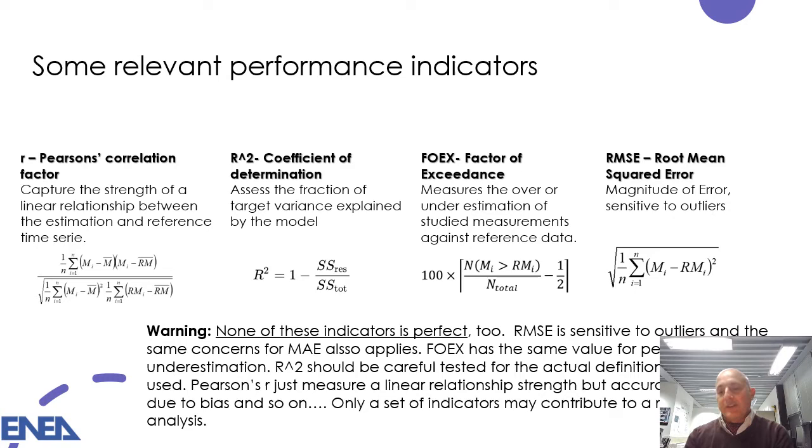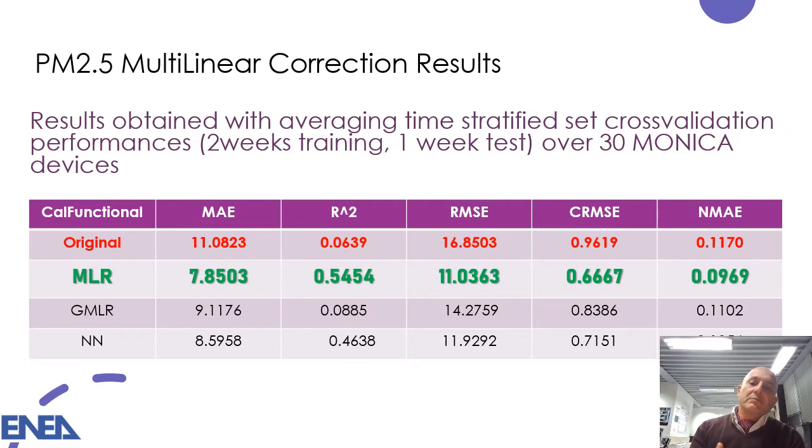And here you may find a common way to convey the results of a calibration, which is a table in which you see a set of indicators which are evaluated, okay, for different models. Here for example we are showing the result of the averaging process of time stratified cross validation performance. In this case we had 2 weeks of data used for training and 1 week for test, and it has been computed over 30 different multi-sensor devices supporting a PM 7003 sensor.